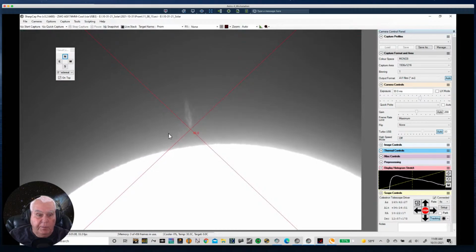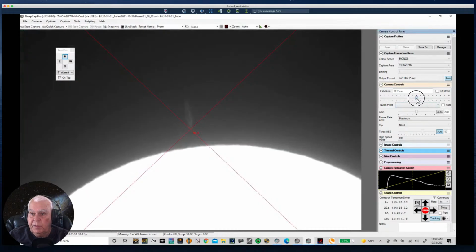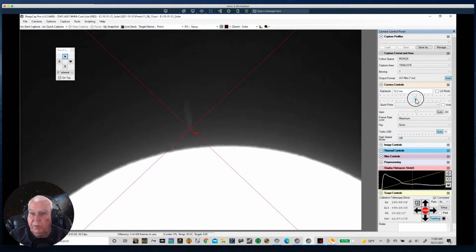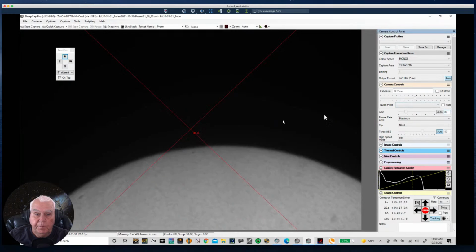While we're live, what I can do is I can and I will take you on a trip around the surface. Let's lower the exposure to about 12, and let's cut the gain down to, let's go to 80, and there's our surface.